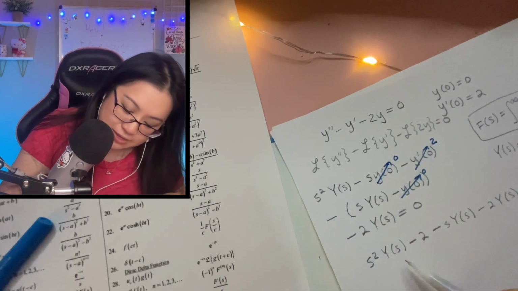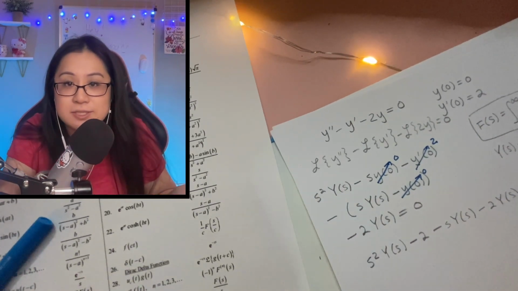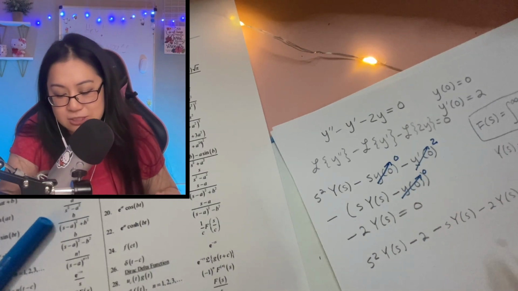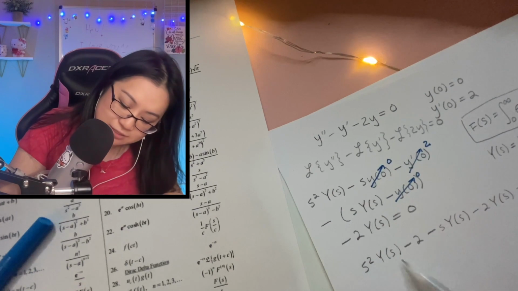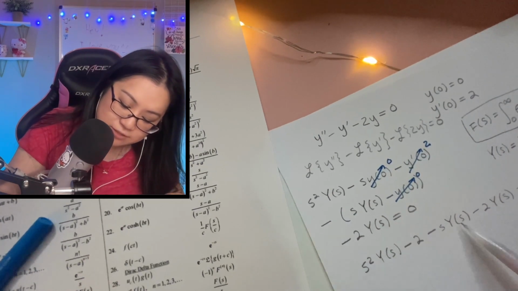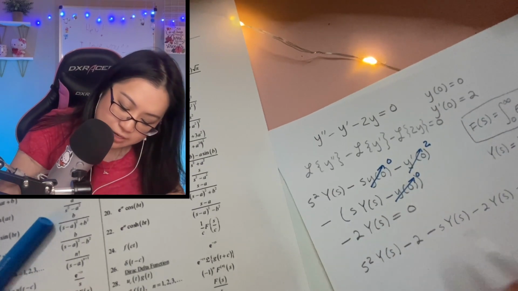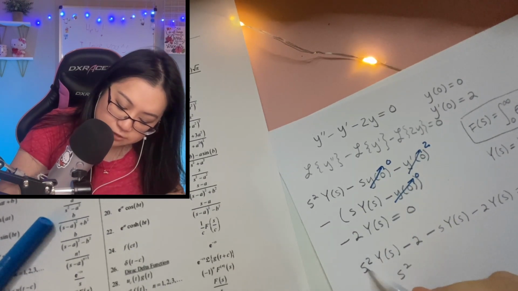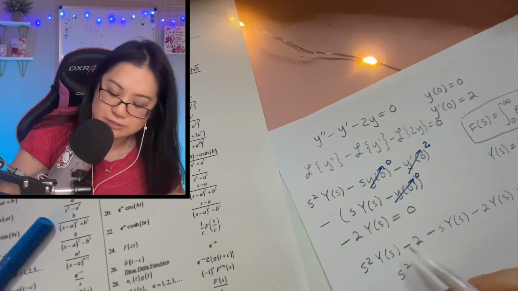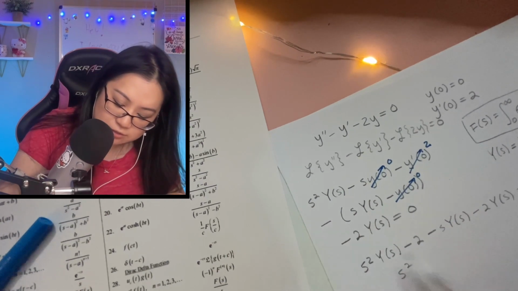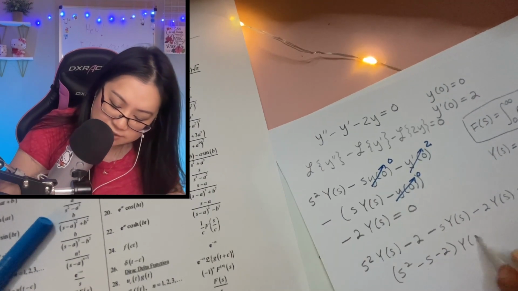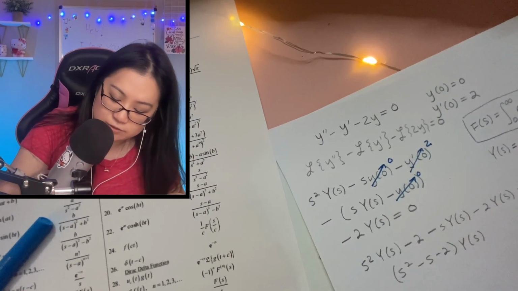So whether you're doing that by a characteristic equation or through this, it's just much nicer to deal with algebra, right? Because here we have Y of s, Y of s, Y of s, and then this 2. So we're going to factor out the Y of s, so s squared minus s minus 2 times capital Y of s. And then I'm going to move this 2 over here.